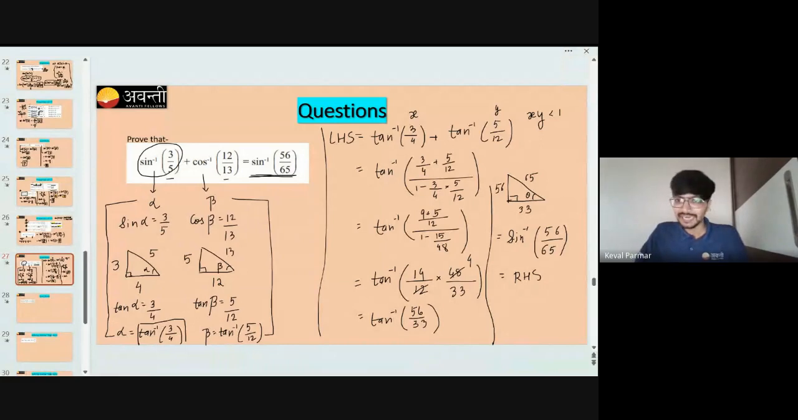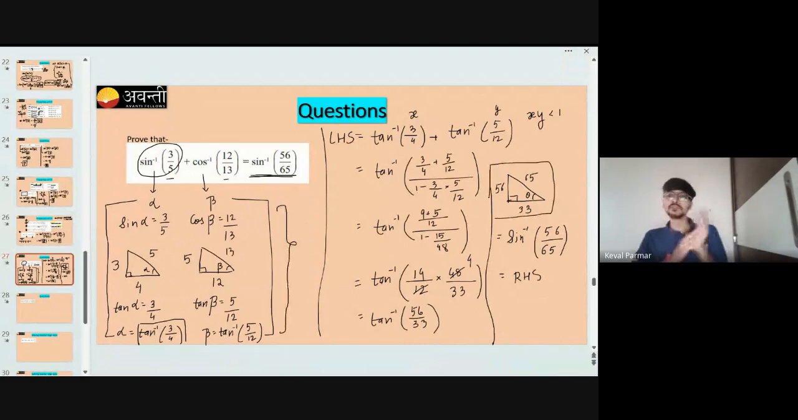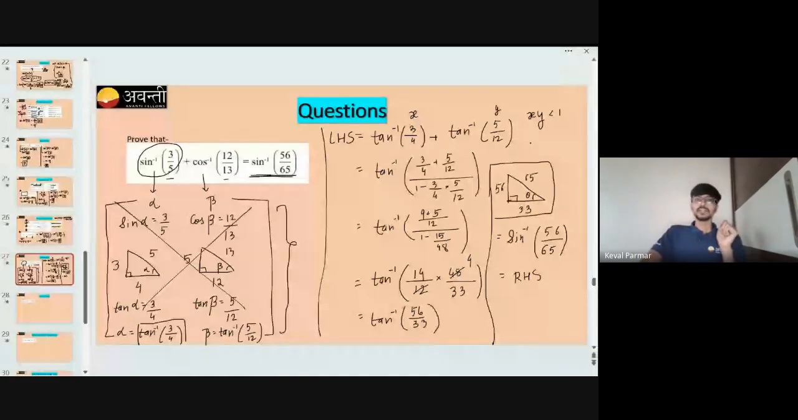So I hope you are getting this. This time, I didn't do all this procedure here. I directly made a triangle. This will help with your speed. You don't need to do this anyway, as we are giving an objective paper. If you can do it directly, then it is better. It will save your time. So I hope this is clear. Let's look at the next question.